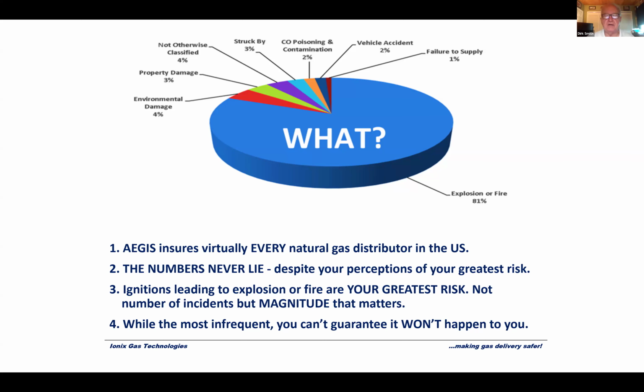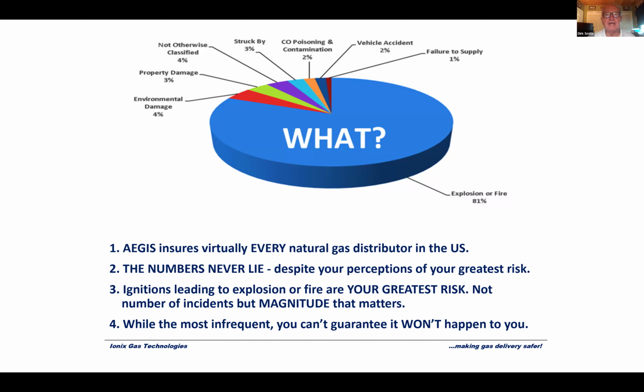And I want you to see here that over 81% of the claims that your insurance company paid out was not for a vehicle accident. It was not for a wrenching accident. It was not for property damage. It was not for environmental damage. It was from fire and explosion. It's more than all the other claims combined.